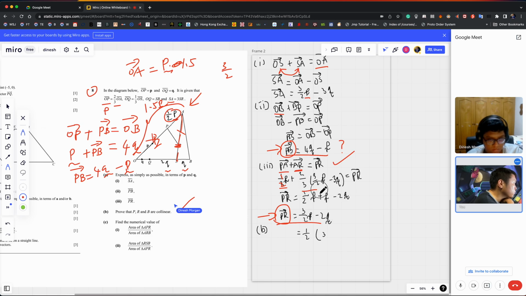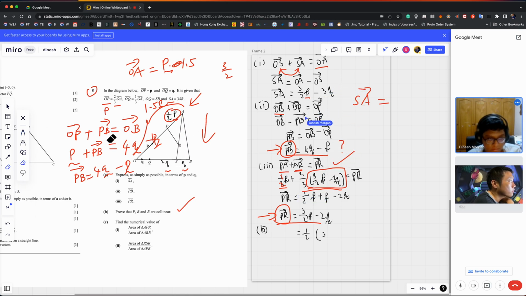I don't understand this part. 2/3, what is this? It's 2/3 of the whole SA. And I already got SA in the first part. Okay, this is your SA. Yeah. Wait. SA is... Okay. SA means this direction, huh? Yeah. But AR is this direction. Alright. Yes. Oh. Okay, so SA is this.